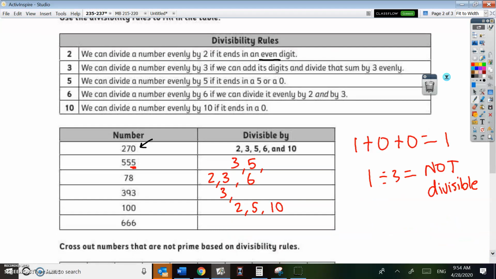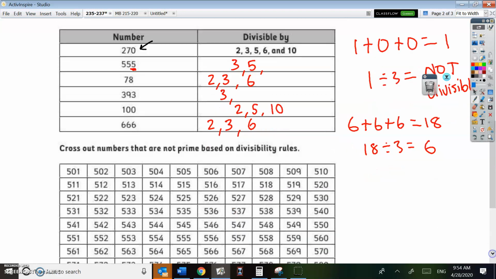Okay, 666. It's even. 6 plus 6 plus 6 is 18. 18 divided by 3 is 6. So yes, it's divisible by 3. It's not divisible by 5. Because it's divisible by 2 and 3, it is divisible by 6, and it's not divisible by 10.